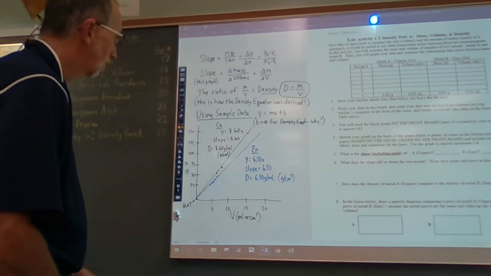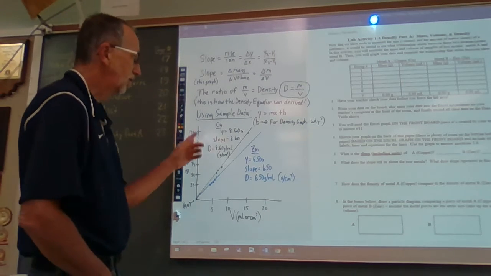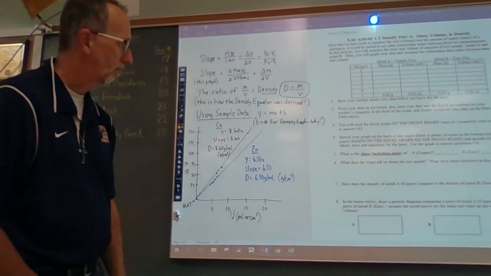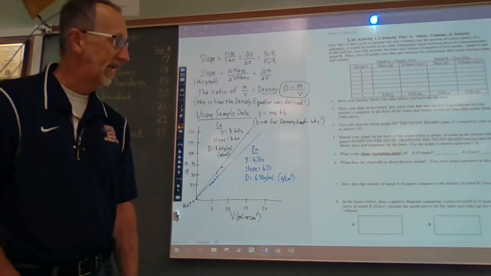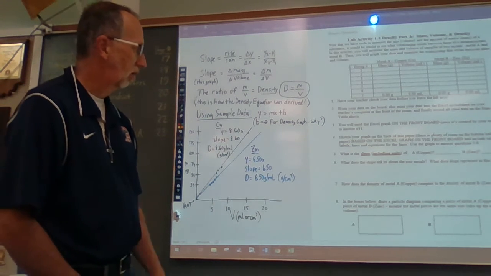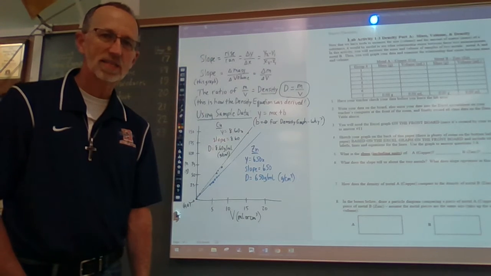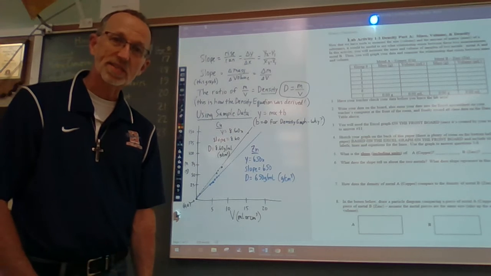Okay. So anyway, using our sample data, I wrote the equation here for the slope-intercept form, y equals mx plus b. Now you notice that I wrote b is 0 for a density graph. Why is that? Well, b is the y-intercept, right?